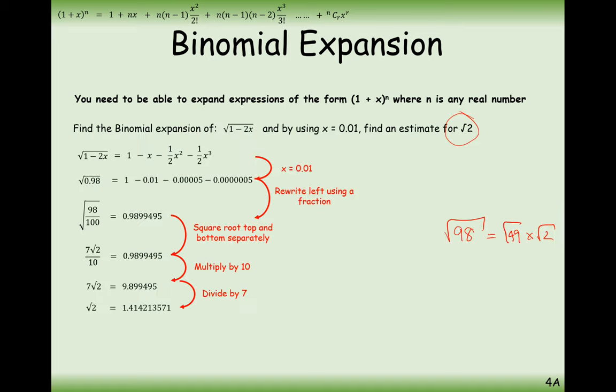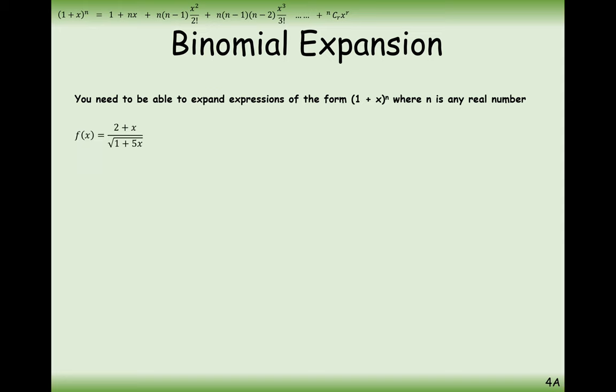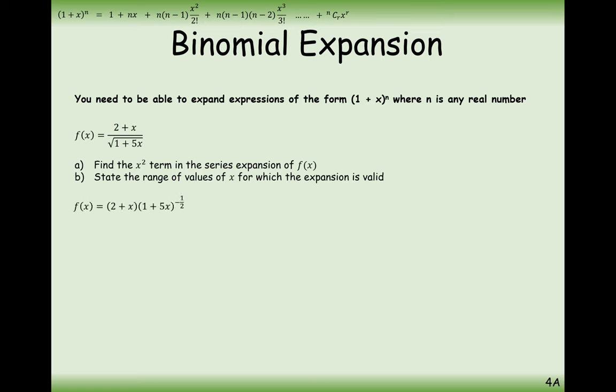So that's how you substitute into a binomial expansion to find estimates for things like square root of 2. Okay, then let's have a go at this one here where we've got a combined function. We've got 2+x on the top of our fraction and square root of 1+5x on the bottom, up to the x squared term.